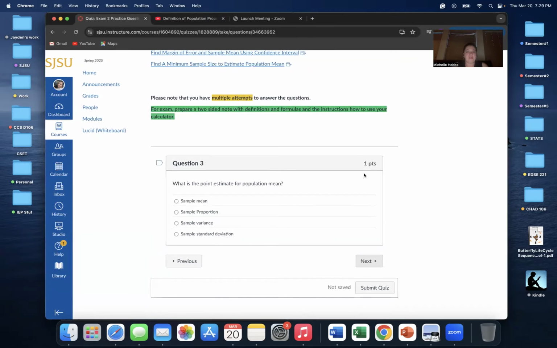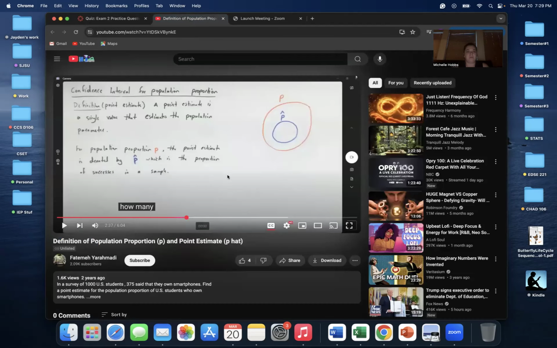What is the point estimate for population mean?